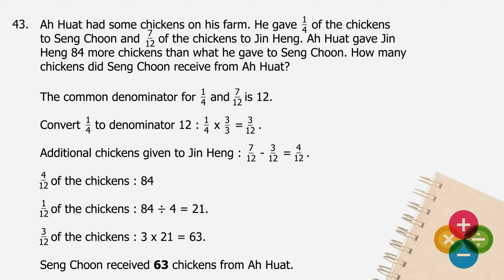The common denominator for 1/4 and 7/12 is 12. Convert 1/4 to denominator 12 will be, multiply 1/4 by 3, and the product is 3/12. The additional chickens that Huat gave to Jin Heng will be, subtract 3/12 from 7/12, and the difference is 4/12. 4/12 of the chickens will be 84. 1/12 of the chickens will be, divide 84 by 4, and the quotient is 21. 3/12 of the chickens will be, multiply 3 by 21, and the product is 63. Seng Choon received 63 chickens from Huat.